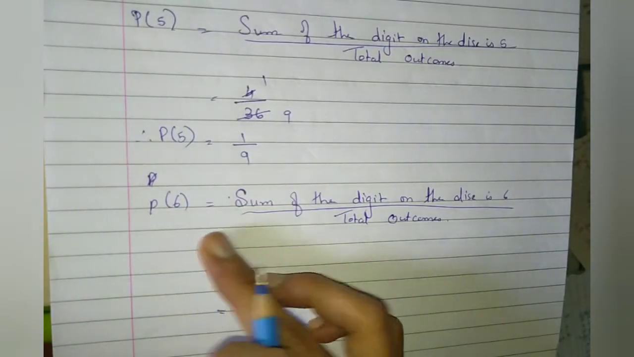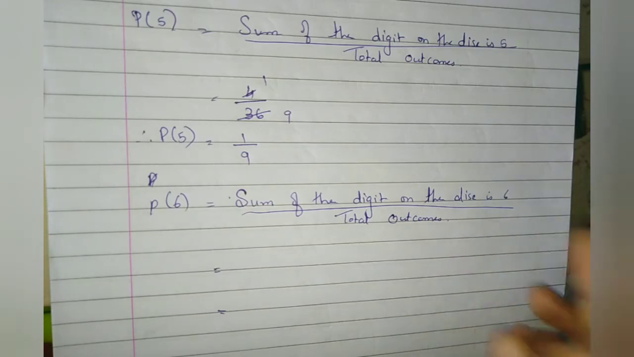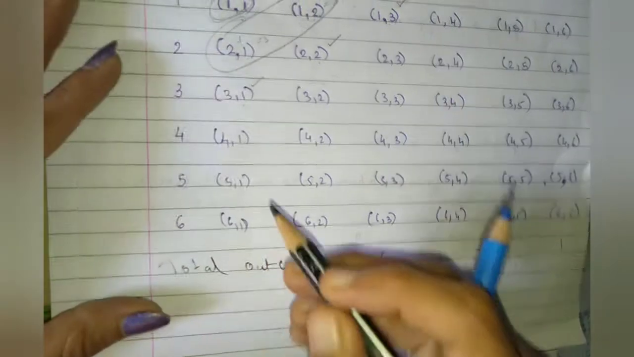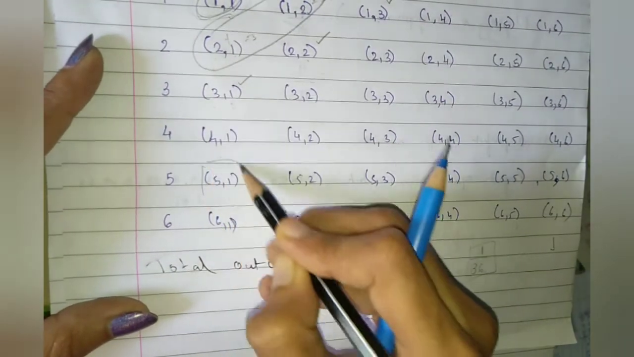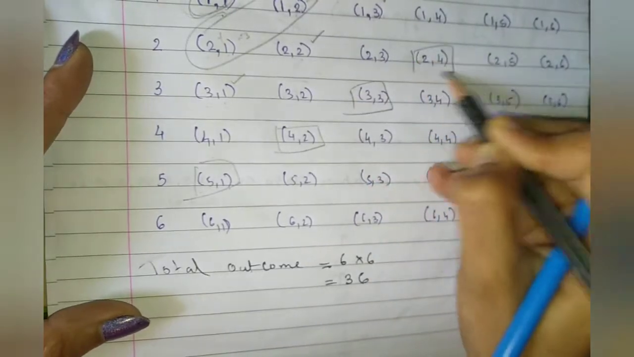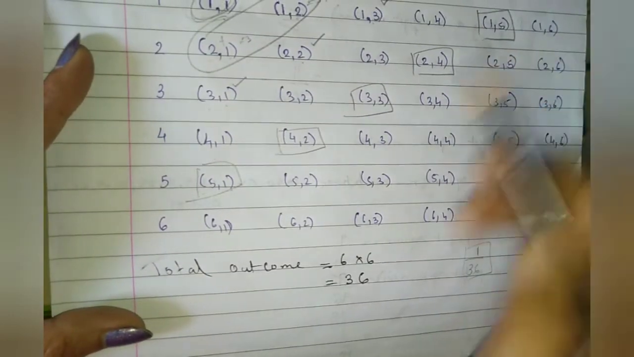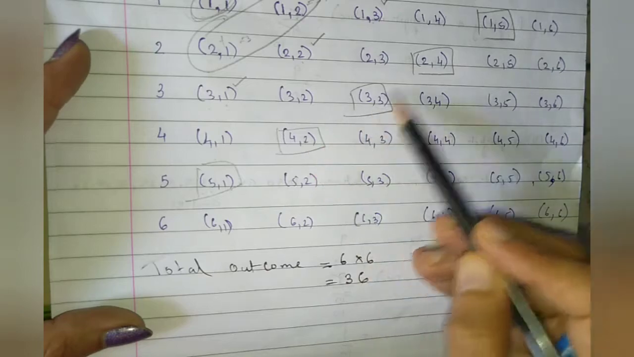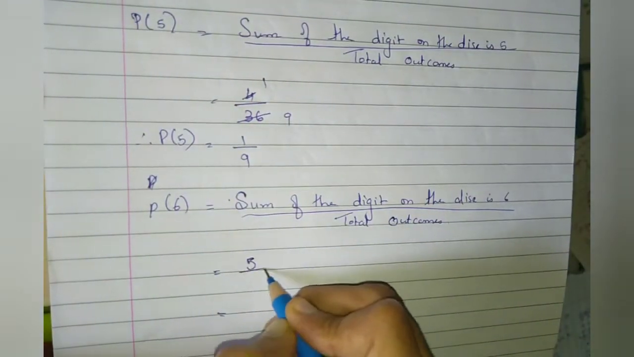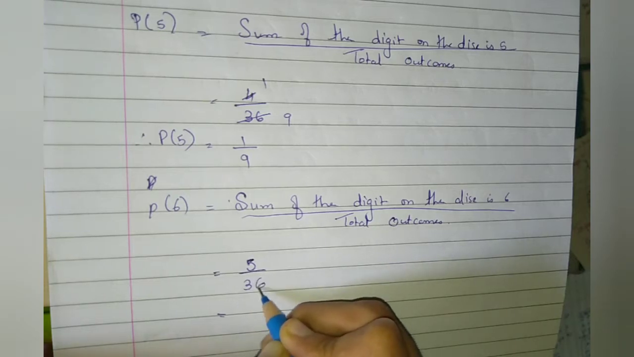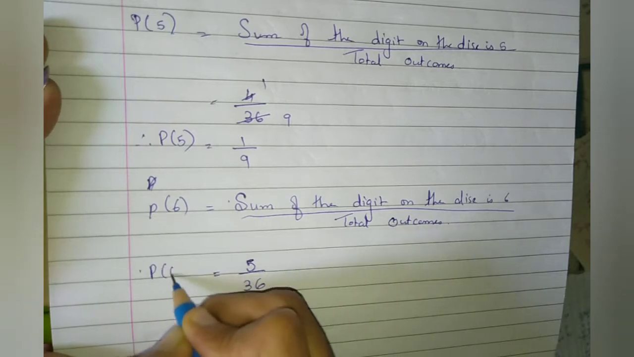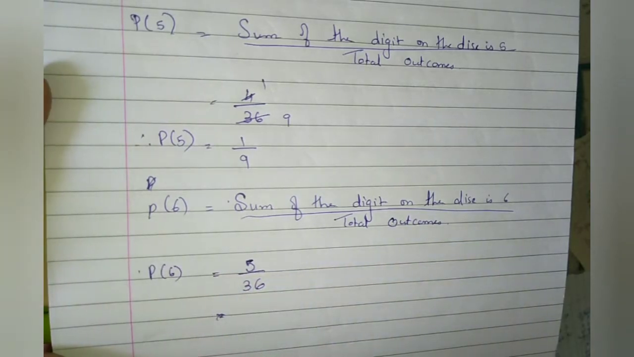Now P6, the sum of the digits on the dice is 6. So which outcomes are they? 5 and 1, 4 and 2, 3 and 3, 2 and 4, and 1 and 5. Now how many possibilities? 1, 2, 3, 4 and 5. So what we'll write? 5 upon 36. We can't cancel that. So directly the answer is P6 equal to 5 upon 36.